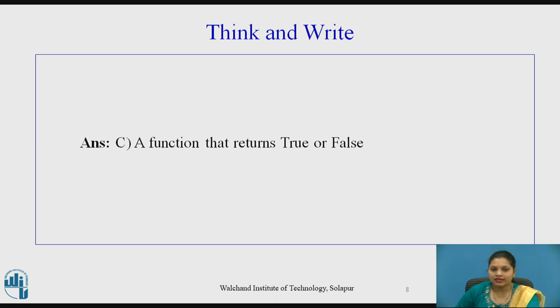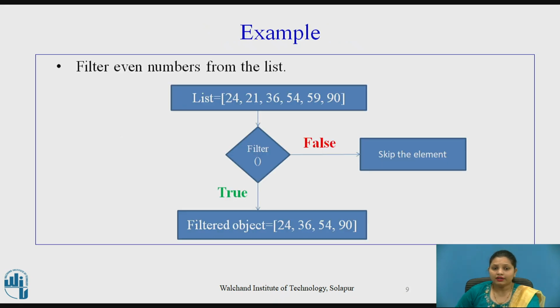Next we will see an example. Our task is to filter even numbers from the list. For example, we have a list containing elements 24, 21, 36, 54, 59 and 90. The requirement is to filter the even numbers from this list.